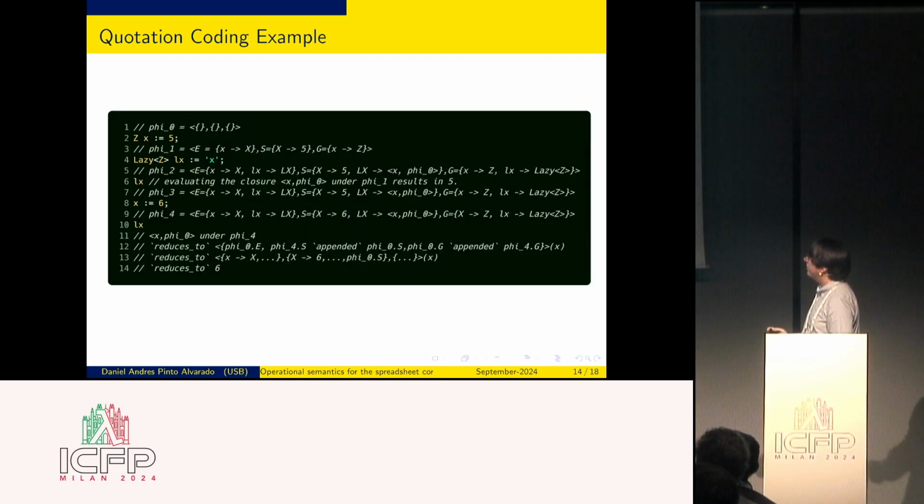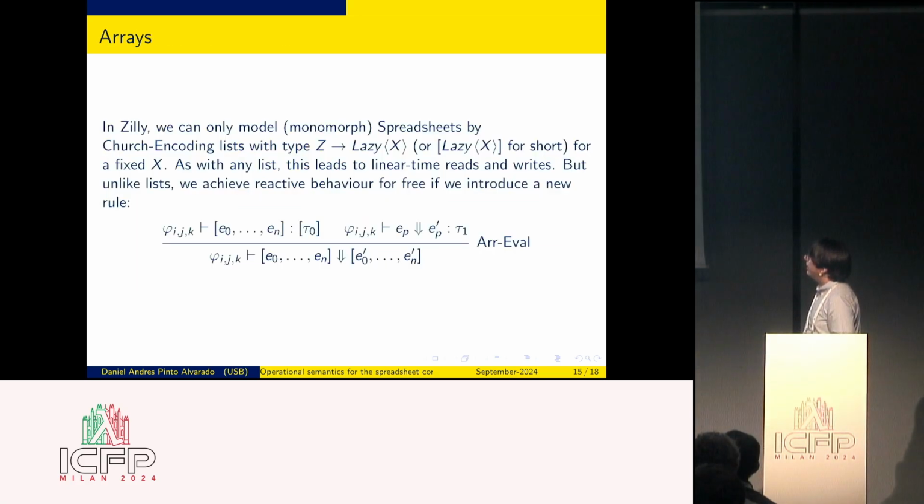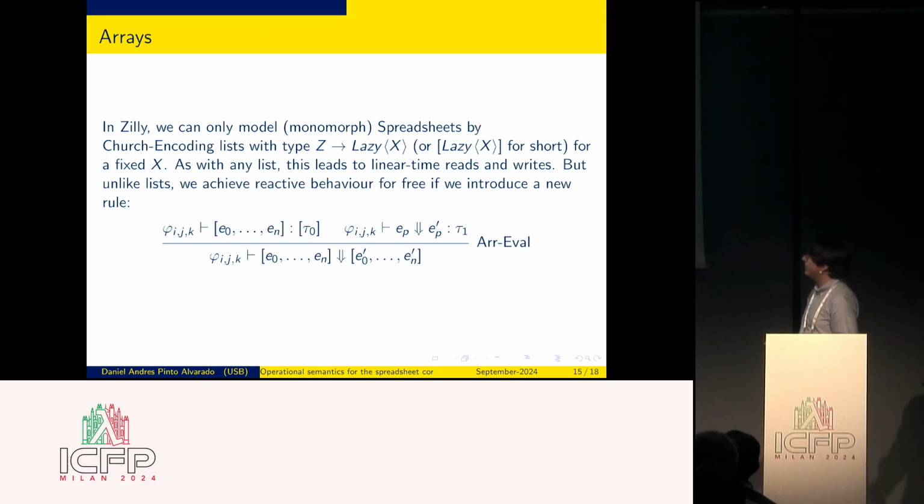Here's another example. It's a little bit simpler, but it has these steps. Now, arrays. In Silly, which is the subset of Lily that we will formalize, we can only model spreadsheets by encoding arrays. Nevertheless, we could also provide this new production that basically says that the evaluation of an array is the evaluation of the terms.